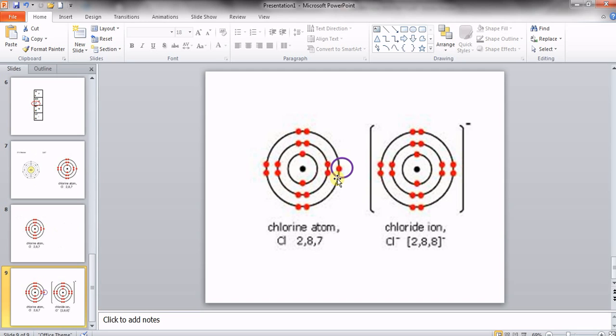So if we put the extra electron in, over here, electrons have got a negative charge, so we've got 1 more than we had to start with. So overall, the chloride ion has a negative charge, and that's because it's gained 1 electron.